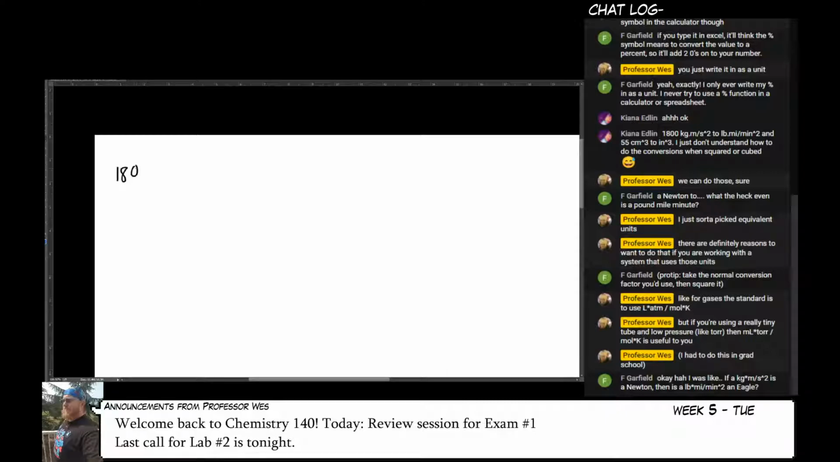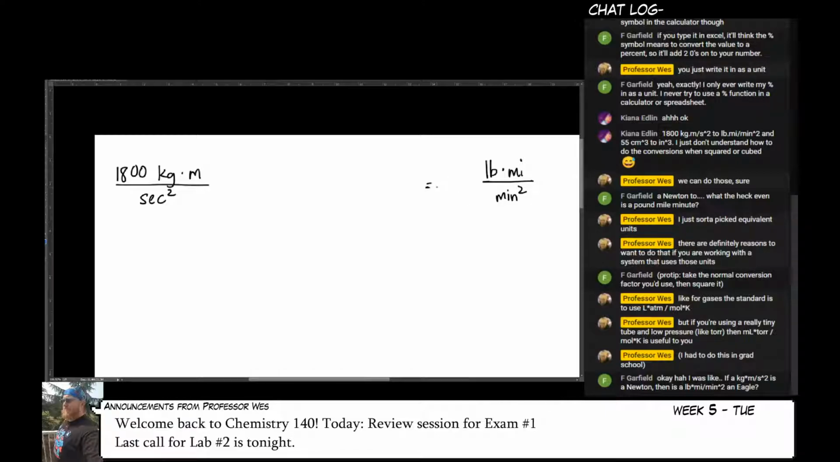So sometimes you get weird conversions. Kilogram meters per second squared. And we want to turn those into something in these. Where is it? There it is. Pounds, miles per minute squared. Those are weird units, right? But it's just for practice.